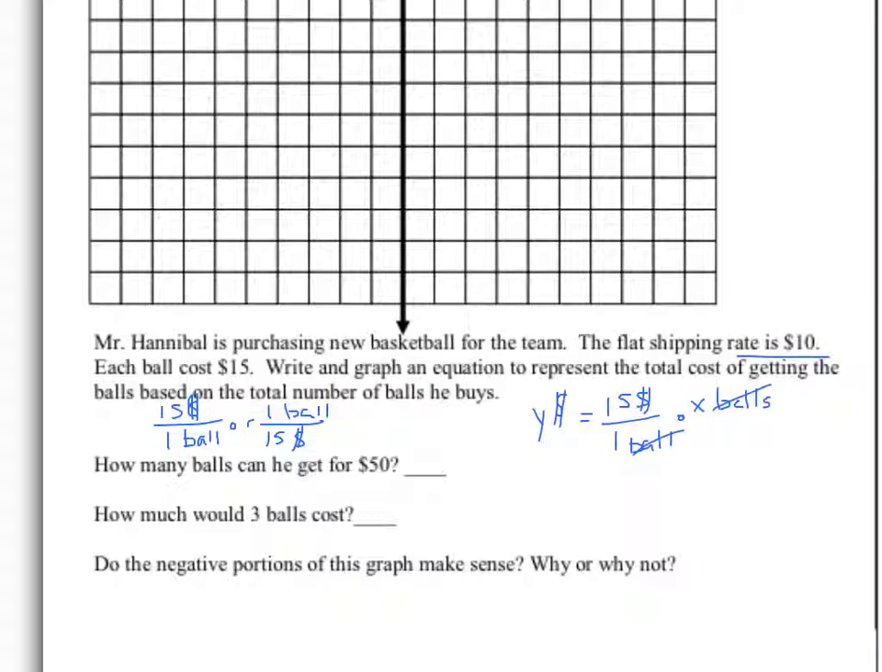But where do we start though? What does the price start at? No matter how many balls, I'm always going to have to pay what? $10. So check our units here. We have dollars equals dollars plus dollars. All right, that makes sense. Let's go ahead and write our equation. y equals 15x plus 10. All right, so we could have started with the equation, or we could have started with the t-chart.